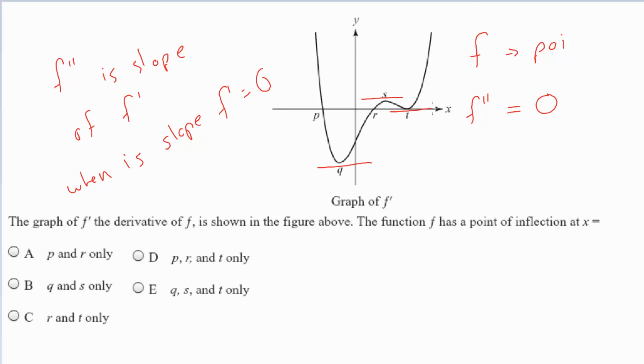Unless it doesn't go from decreasing, which, take a look. It goes from decreasing to increasing, increasing to decreasing, and decreasing to increasing. So all of those would in fact be points of inflection, because the derivative changed from negative to positive to negative to positive. So Q, S, and T would all be good points of inflection.